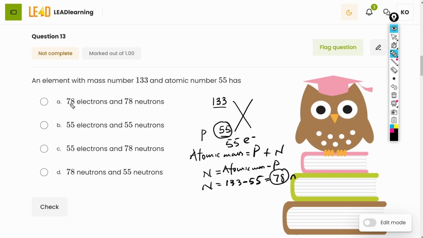So let's check. 78 electrons and 78 neutrons, no. 55 electrons and 55 neutrons, no, this disqualifies it. 55 electrons and 78 neutrons, this is true. 78 electrons, 55 neutrons, no. So our answer is option C, which gives us the correct number of electrons and neutrons.